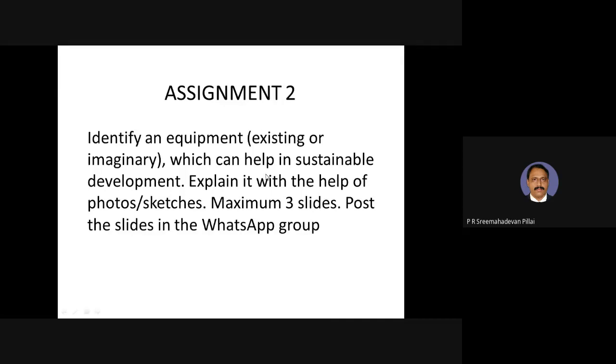Explain it with the help of photos. If it is an existing one, photos will be available. If you are imagining something, it can be a sketch. With maximum 3 slides, and post the slides in the WhatsApp group. It will be combined and presented in the next session.